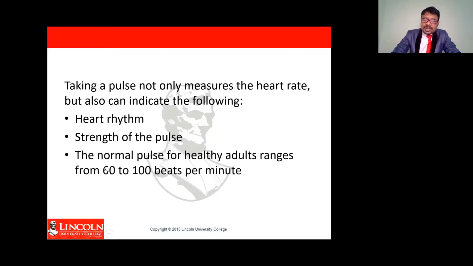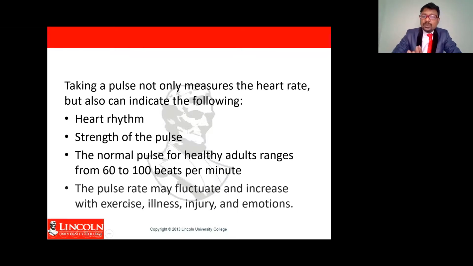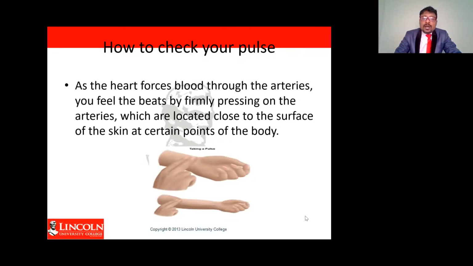The normal pulse for a healthy adult ranges from 60 to 100 beats per minute. This is the normal range. If it crosses more than 100, it is an abnormal pulse, and if it is less than 60, it is also abnormal. We will see where we can find these abnormal pulses and at which places we find them. The pulse rate may fluctuate and increase with exercise, illness, injury and emotions, so it is altered according to the situation. As the heart forces the blood through the arteries, you feel the beats by firmly pressing on the arteries. If you use two fingers just proximal to the wrist joint, we can feel the pulsation here.